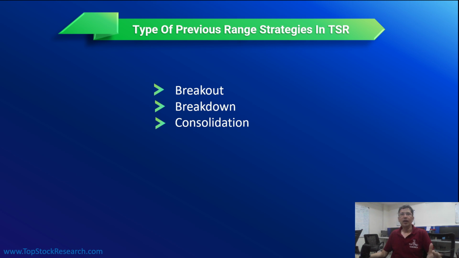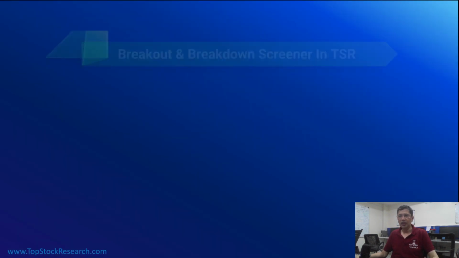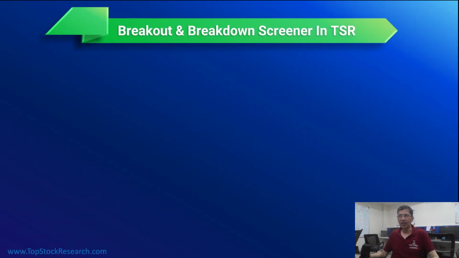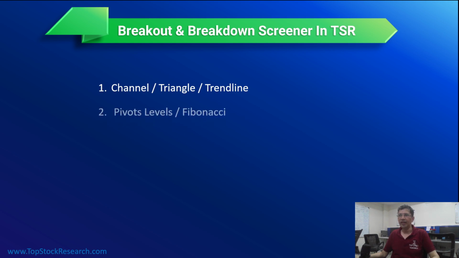So what are the typical previous ranges we are looking to cover? Here is a breakout, breakdown, and consolidation. There's enough audience for all three worlds, so we try to cover all three aspects. Breakout and breakdown in TSR, we have channel, triangle, trend line already. I'm sure if you have used it, you may be aware of it. If you have not used it, this is a great time to start using it.